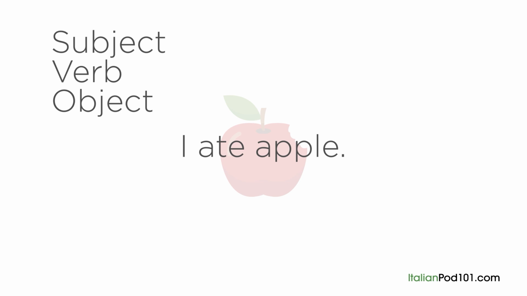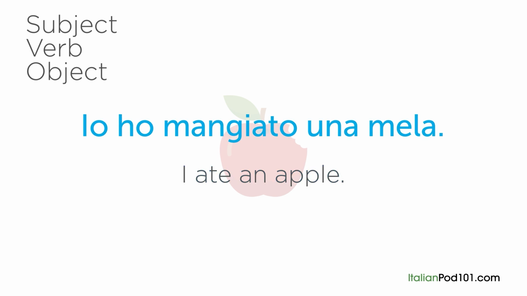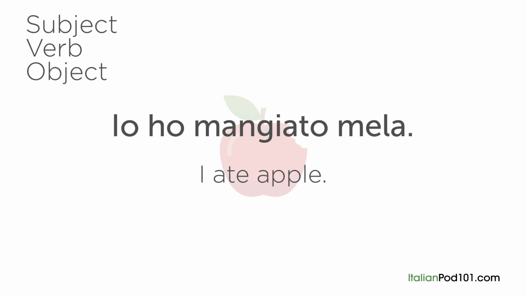Now, let's compare that same sentence, I ate an apple, in Italian. Io ho mangiato una mela. Like before, let's remove the article to keep it simple, so we are just left with the words. If we break down the Italian sentence, we get the subject io, meaning I, then comes the verb ho mangiato, meaning ate, and finally we have the object mela, meaning apple. The basic word order for Italian then is SVO. It's the same as English. This means that you can convert an English sentence into Italian simply by replacing the English words with Italian words, and you'll still be understood.